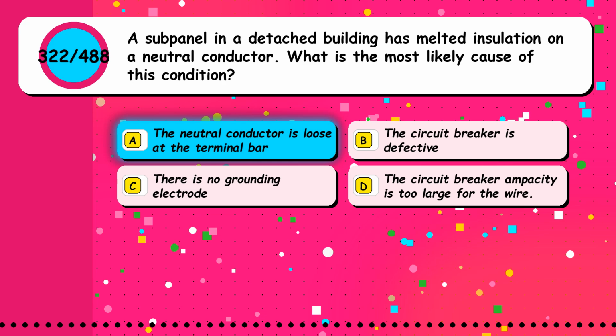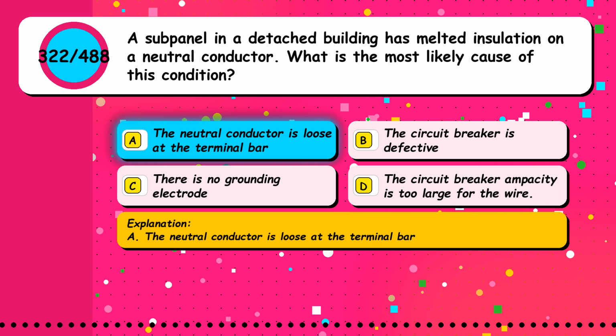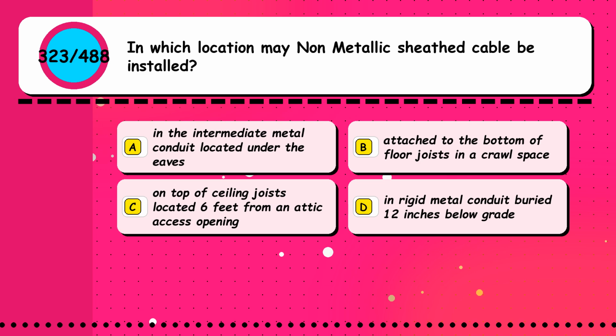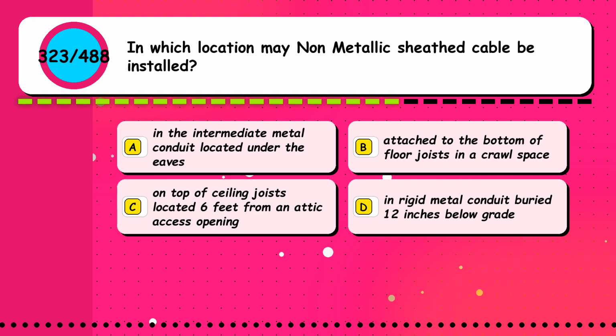The correct answer is option A. The neutral conductor is loose at the terminal bar. A. The neutral conductor is loose at the terminal bar. Question 323. In which location may non-metallic sheath cable be installed? Option A. In the intermediate metal conduit located under the eaves. Option B. Attached to the bottom of floor joists in a crawl space. Option C. On top of ceiling joists located 6 feet from an attic access opening. Option D. In rigid metal conduit buried 12 inches below grade.